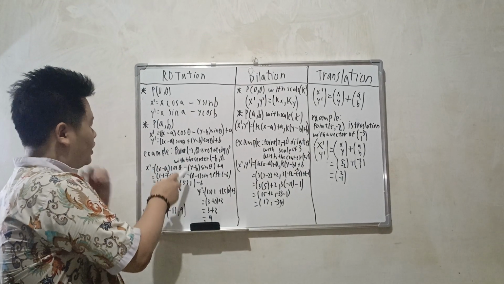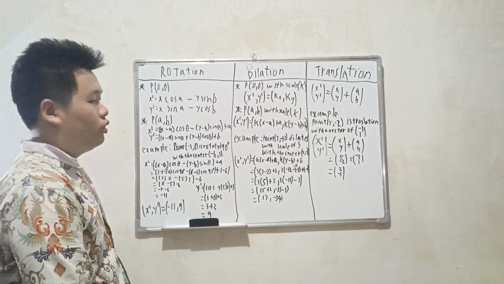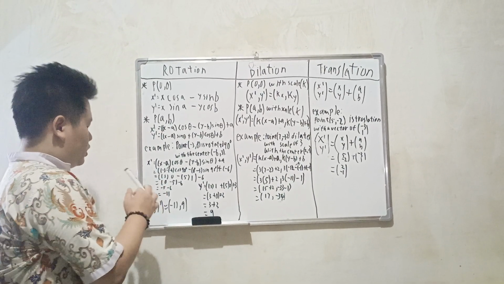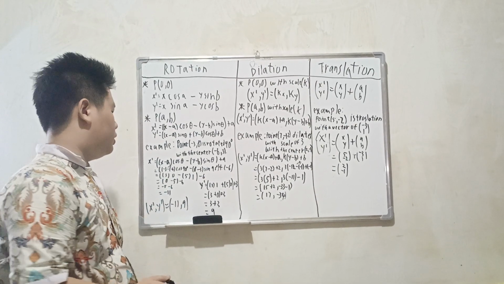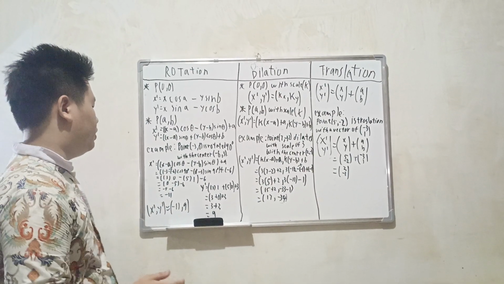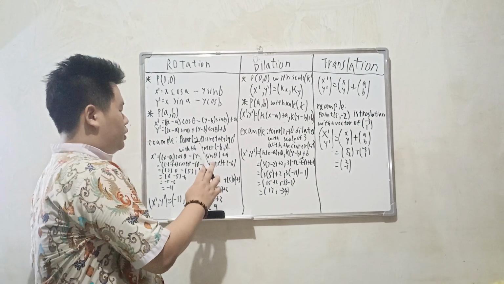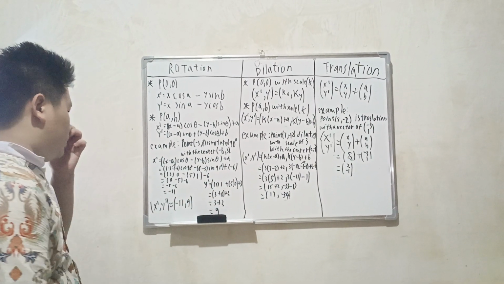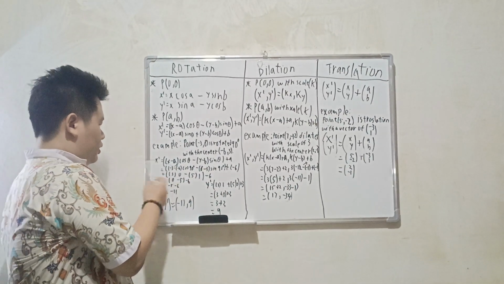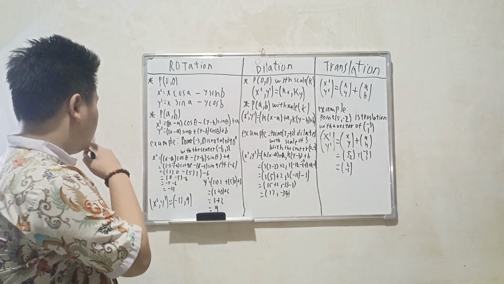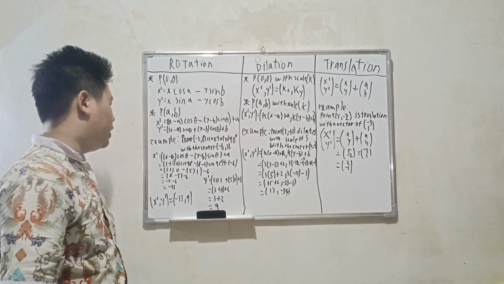X and y is minus 3 and 8, and a and b is minus 6 and 3. So it will be minus 3 minus negative 6 cos 90 degrees minus 8 minus 3 sin 90 degrees. In the end, it will be minus 6. So first we will be doing this part first. So minus 3 minus negative 6 will be equal to 3 and 8 minus 3 will equal to 5.